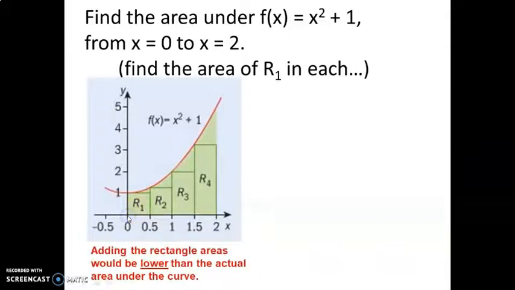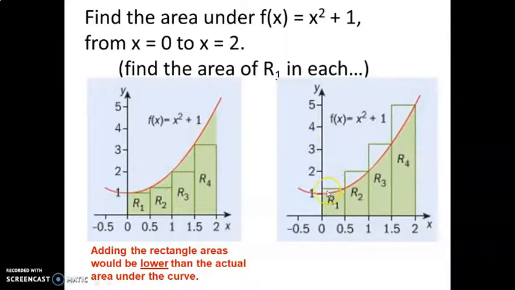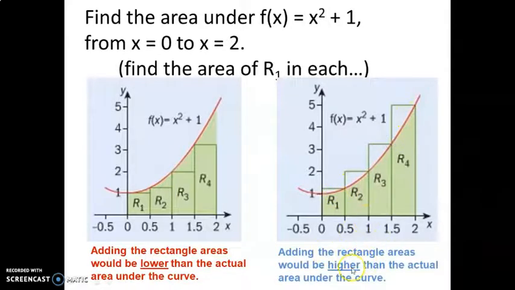Okay, so if we added the rectangle areas 1, 2, 3, 4, we would call this the lower area, because we are creating rectangles that are below the curve. Now, we could also have created rectangles that stick up above the curve, and in this case, we could call this the upper area, or the higher area, and it would be higher than the actual area, right? This would be less than the actual area, and this would be more than the actual area. But what would be the area of rectangle 1 this time? How would you approach that?